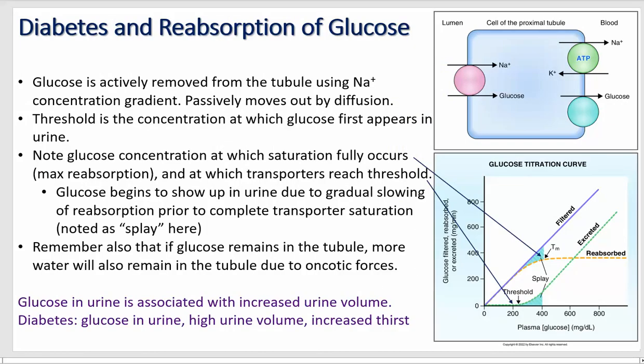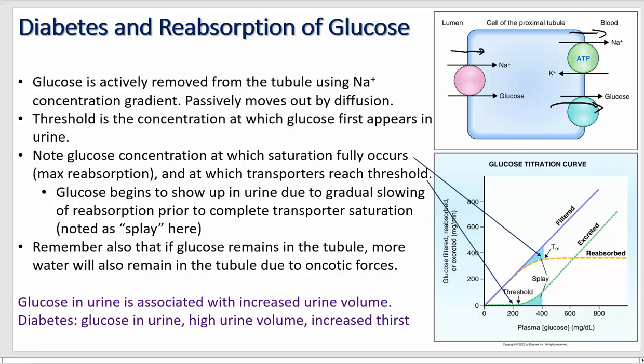All right, so this is a blow up of the same thing. It's just a part of what we already looked at: the sodium potassium pump pumping that sodium out, sodium's concentration gradient being used in secondary active transport to pull that glucose through, and then the glucose just being released. So that should be familiar.